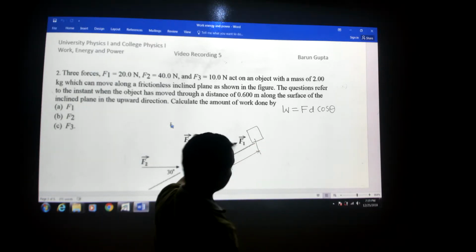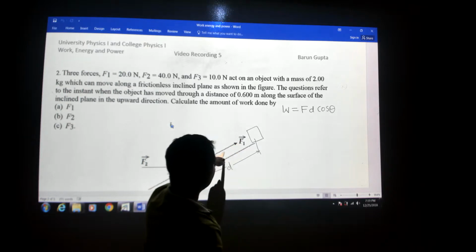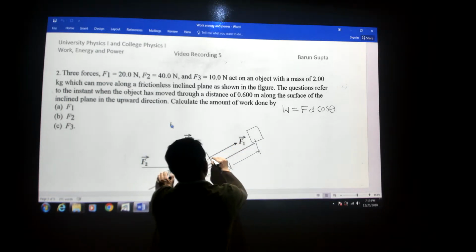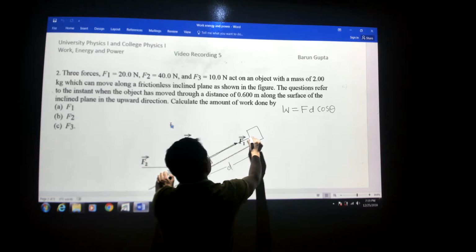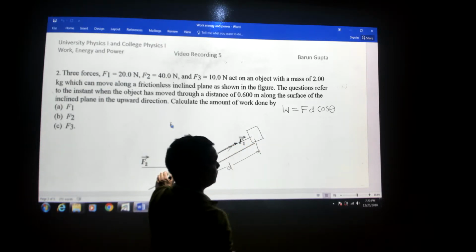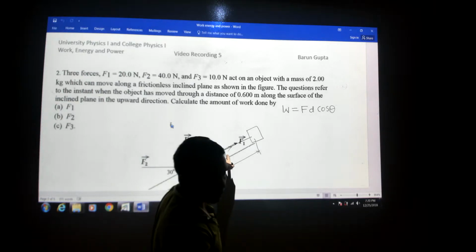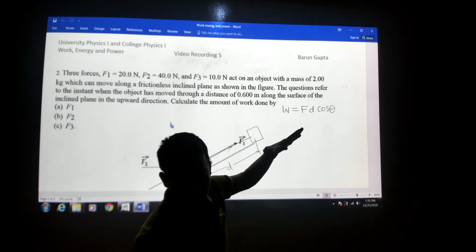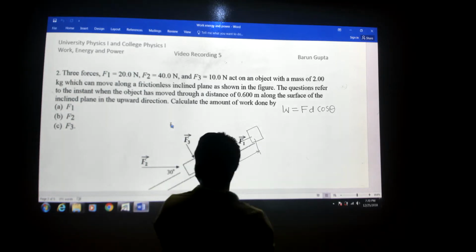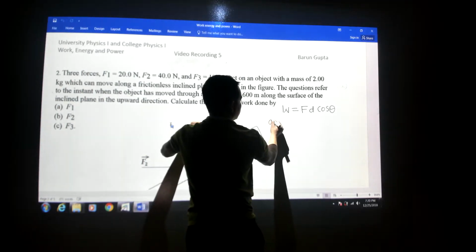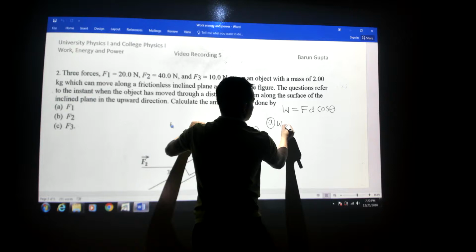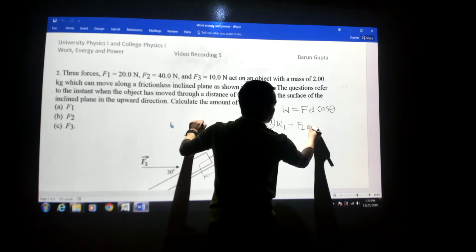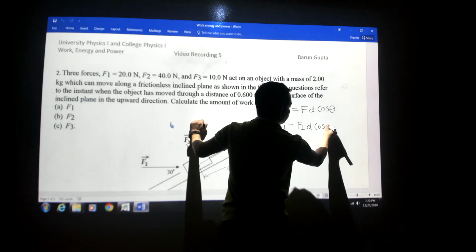If I am moving along this plane, the displacement is along this direction. So this is the displacement. In this case, the angle theta is 0 degrees because the object is moving along with the force. So for number 1, the work done due to the force F1 is F1 times D times cosine theta.